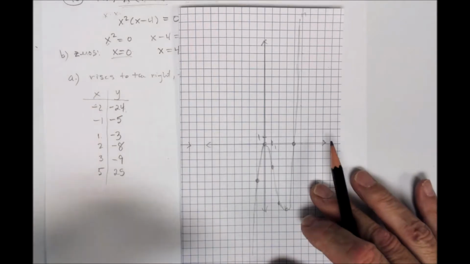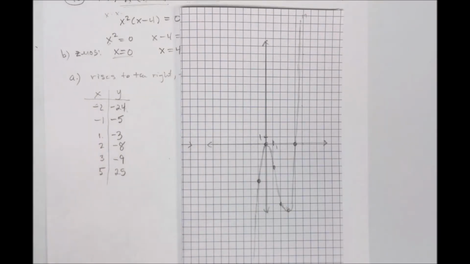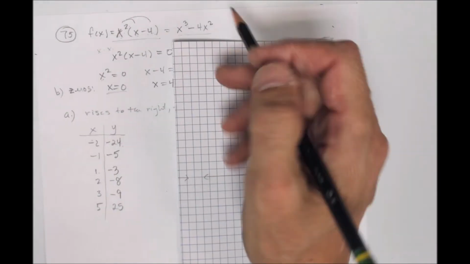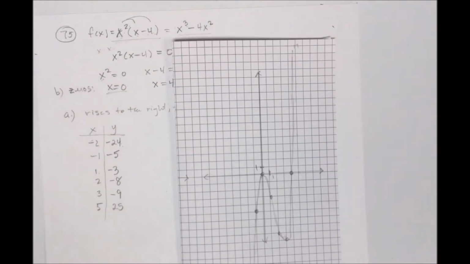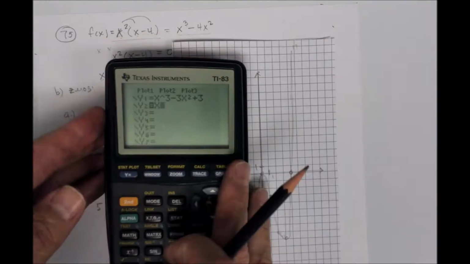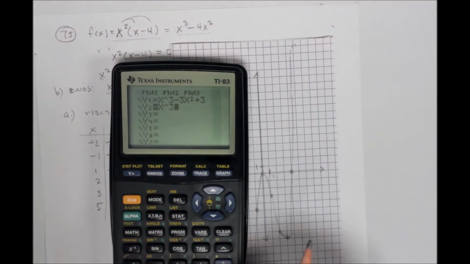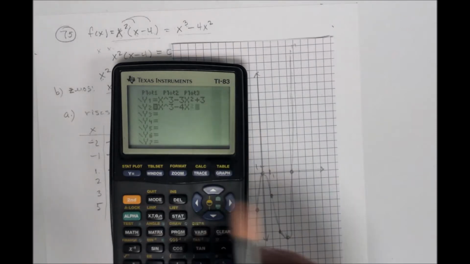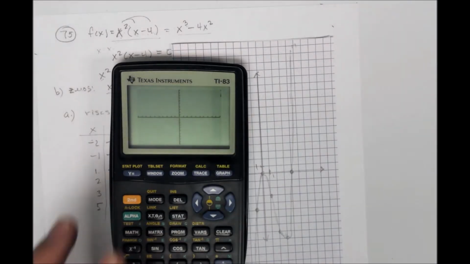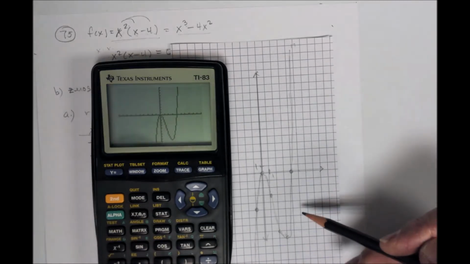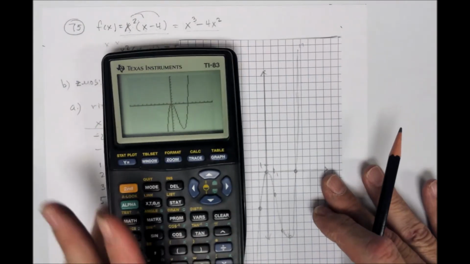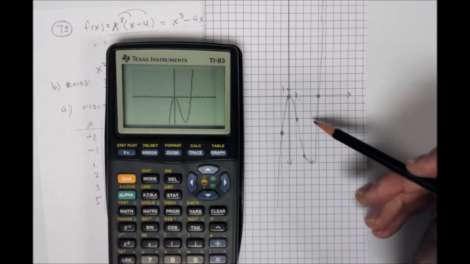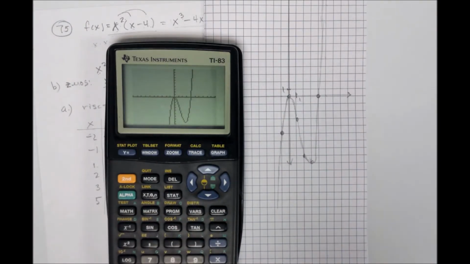Now again, you get your calculator out. And let's see, let's get rid of, no, I want that one. Let's get rid of this one. And let's type in this, because this is just easier to type in that way. So if I go x to the third minus 4x squared, and graph that, let's see if we don't get something that looks a little bit like this one. Oh yeah, I don't know if you can see that very well. Let me move it up a little bit. You see the similarity in the graph? Okay, on to the next one.